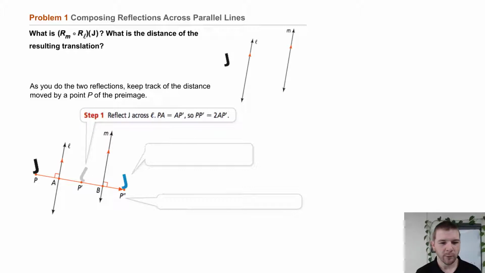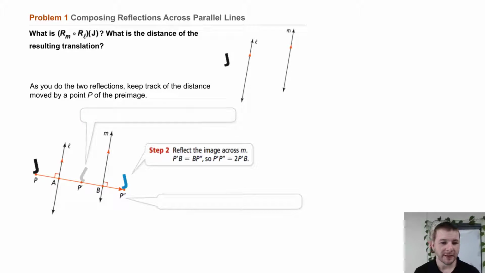Step 1. We'll reflect J across line L. Now notice in our notation, R sub L is second in the list. See, we have R sub m of R sub L of J. But we're going to perform R sub L first. So reflecting J across L, PA, the distance, equals AP prime. So PP prime equals 2AP prime.